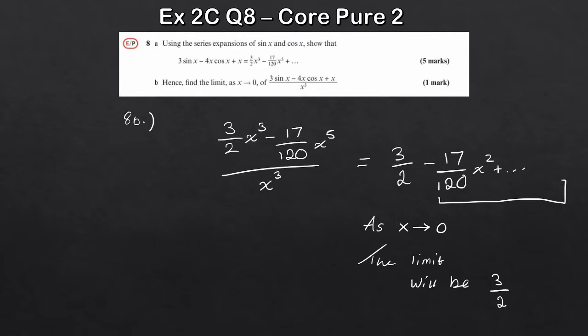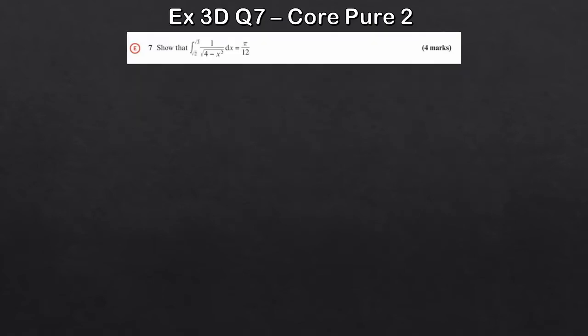So the limit will just be 3 over 2. So all they've done, divided 3 by x cubed, and because we get left with this 3 over 2 here, there's no x's with it. We're just going to get that as our limit there. Okay, so that's the first question done. Let's take a look at the next one.